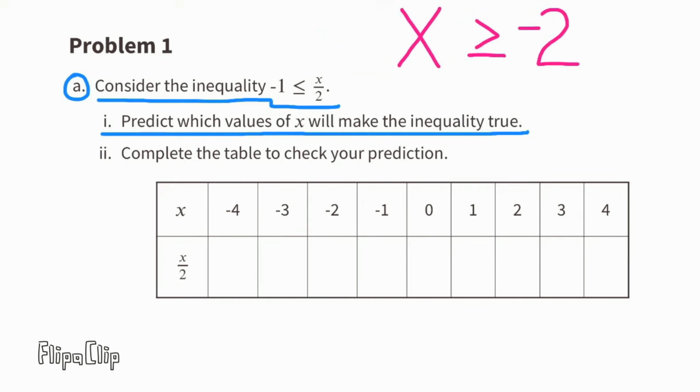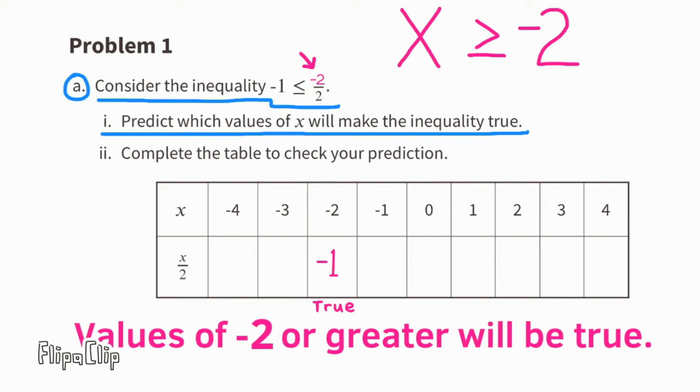We can substitute values for x into this inequality. -1 is less than or equal to x divided by 2. For example, let's put a -2 here. We can substitute the x with a -2. Now it reads -2 divided by 2. That's -1. So -1 is less than or equal to -1. And that's true. The value of x, -2, is greater than or equal to -2.